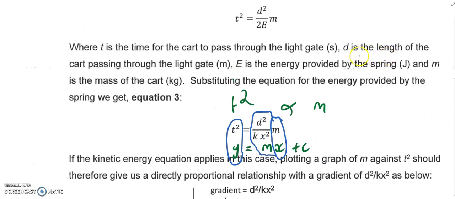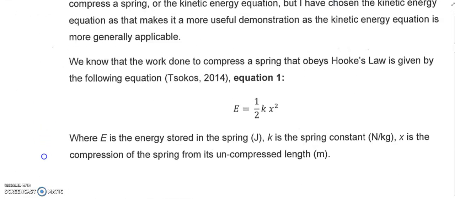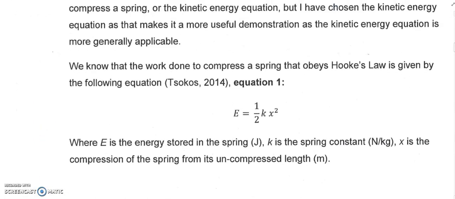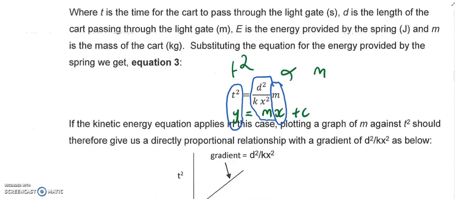d is the length of the cart, x is the compression of the spring, we've said somewhere earlier up. x is the compression of the spring, and k is the spring constant that we're trying to find. So I've got y, which is the thing I'm plotting on the y-axis, equals m, the gradient, which is some constant, times the thing I'm plotting on the x-axis, plus 0.